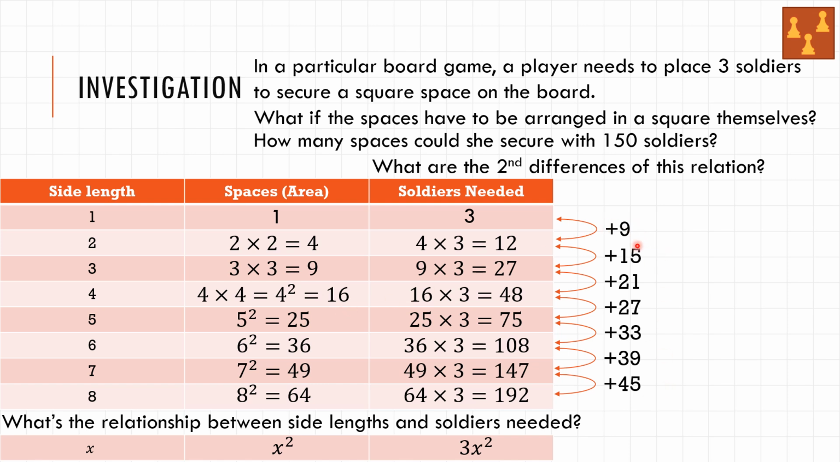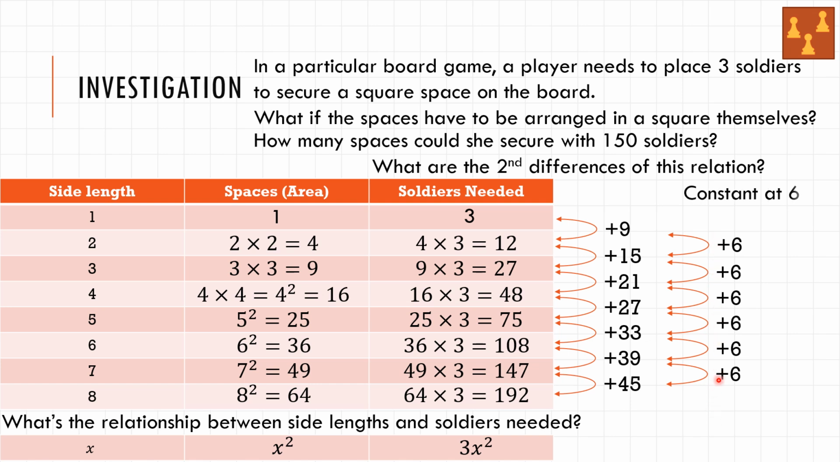Second differences means we just have to subtract the first differences. 15 minus 9, that's 6. So 9 plus 6 got us 15. 15 plus 6 would have got us 21. 21 plus 6 gets us 27. Plus 6 gets us 33. Plus 6 gets us 39. Plus 6 gets us 45. Look at that. The second differences are constant. They are always the same. And they are constant at exactly 6.